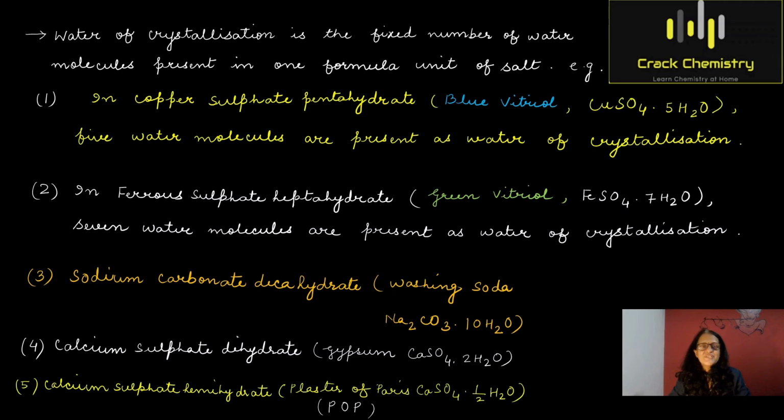Students, whatever points I discussed with you are given here in this slide. So you can see here water of crystallization, and you can see the examples of hydrated salts. Hydrated salts are those salts which consist of water molecules associated with them in the form of water of crystallization. So all these examples I discussed with you just now: blue vitriol, then green vitriol, washing soda, then gypsum, then POP. They all are examples of hydrated salts.